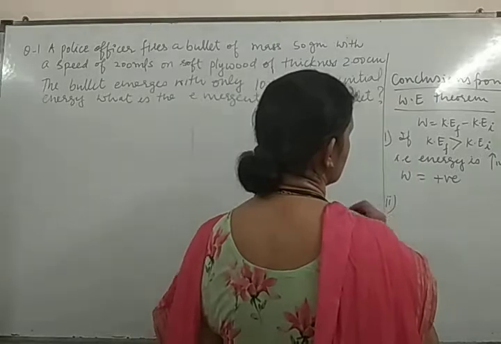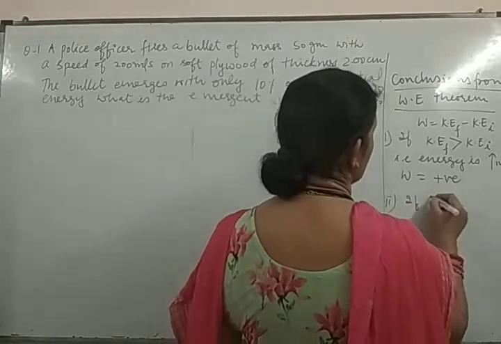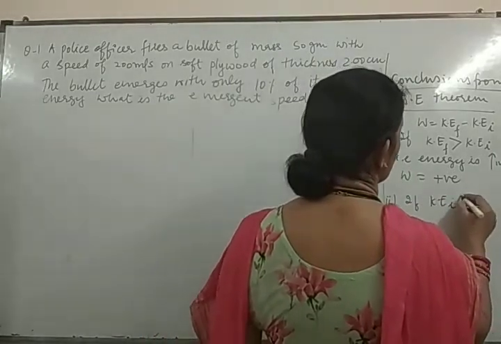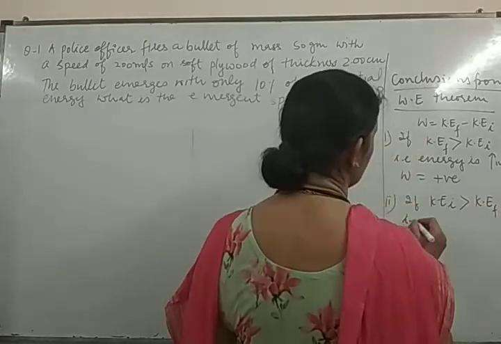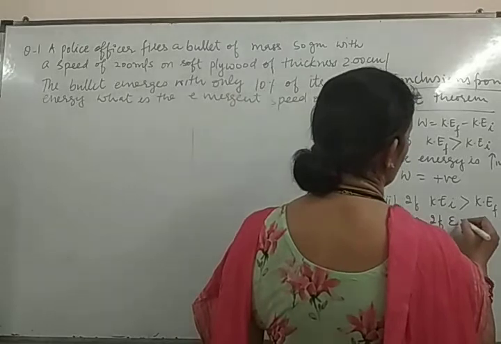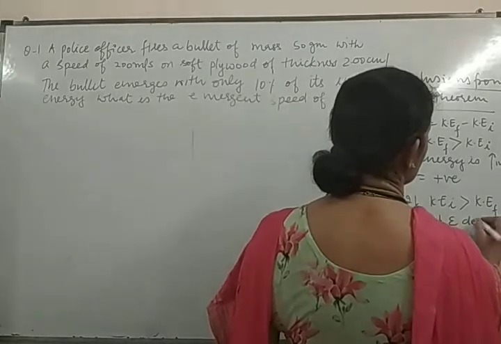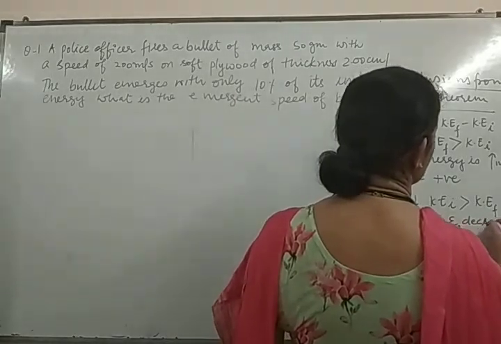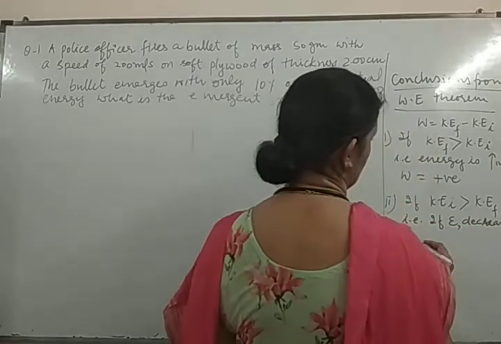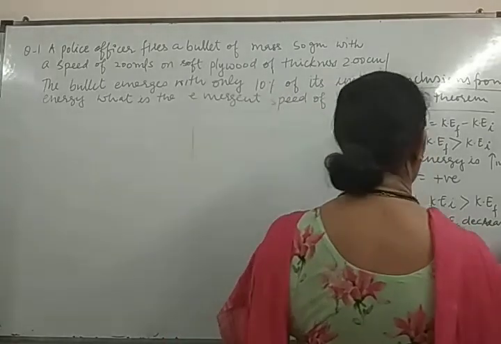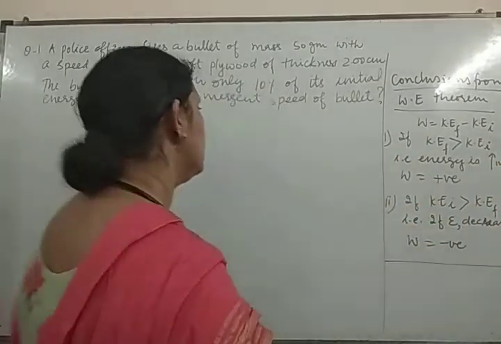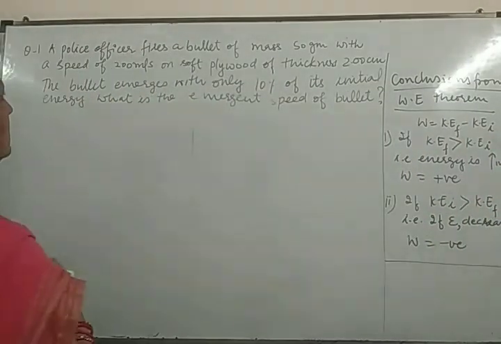In the second case, if kinetic energy initial is more than kinetic energy final, that is, if energy decreases, what happens in that case? Work done is negative. Remember these 2 points in the conclusion. Now let us solve the numerical.